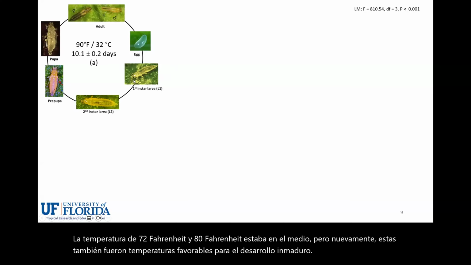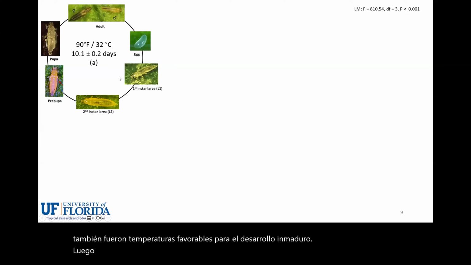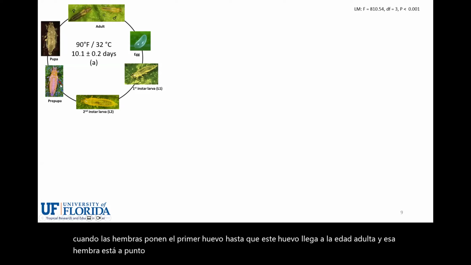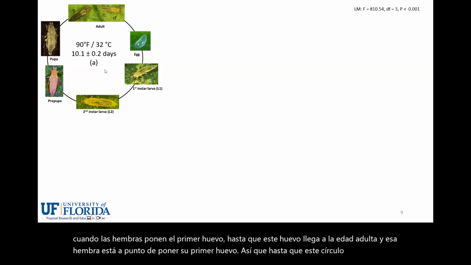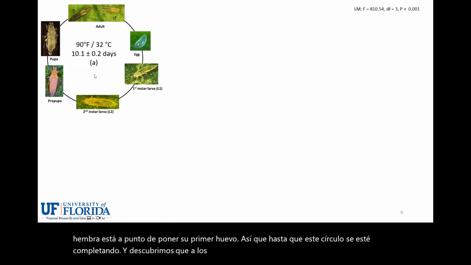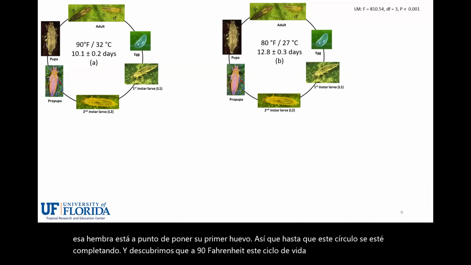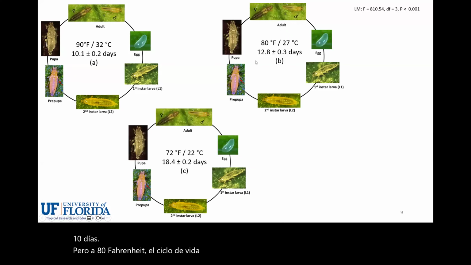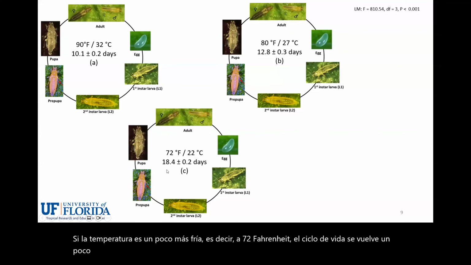Then we had a look at how long the life cycle takes to complete, from when the female lays the first egg until this egg reaches adulthood and that female is about to lay her first egg, so until this cycle is complete. We found that at 90 Fahrenheit, this life cycle takes approximately 10 days. At 80 Fahrenheit, the life cycle takes 12.8 days. If the temperature is a little bit cooler, at 72 Fahrenheit, the life cycle becomes a little bit longer, at 18.4 days.